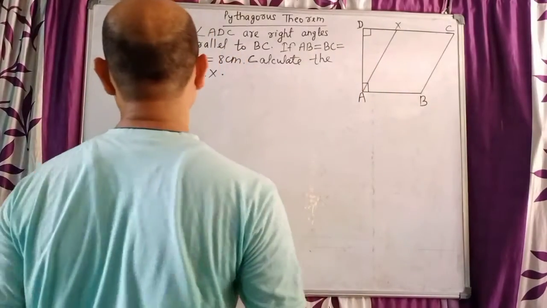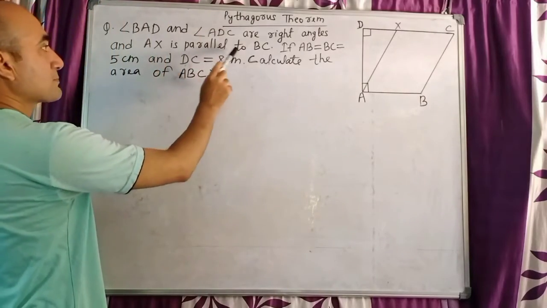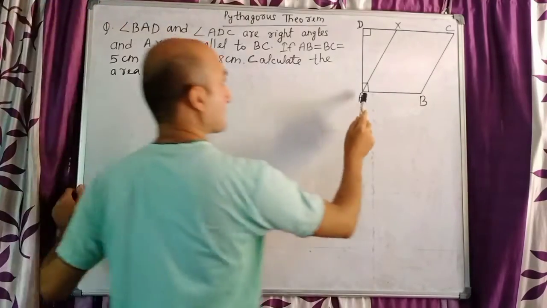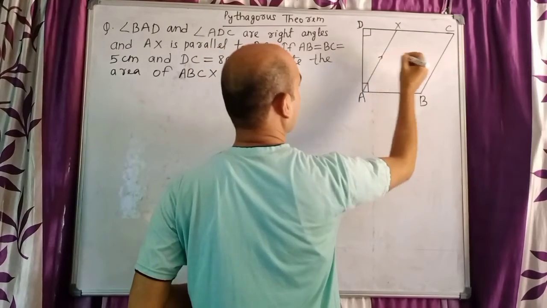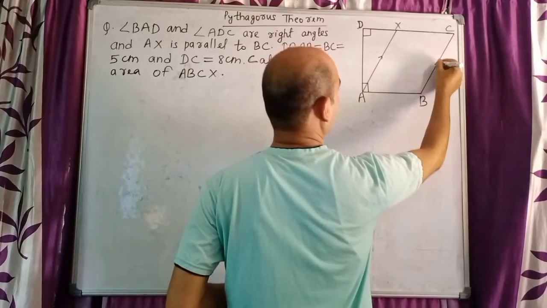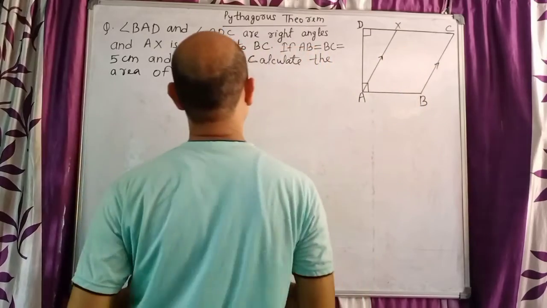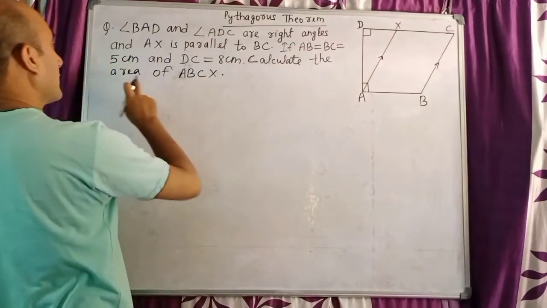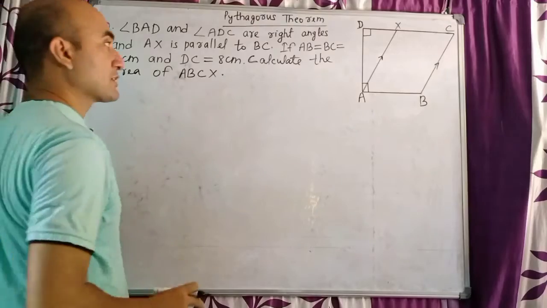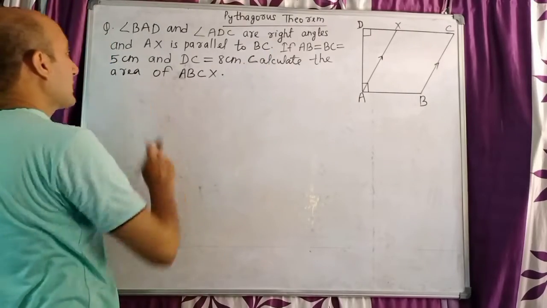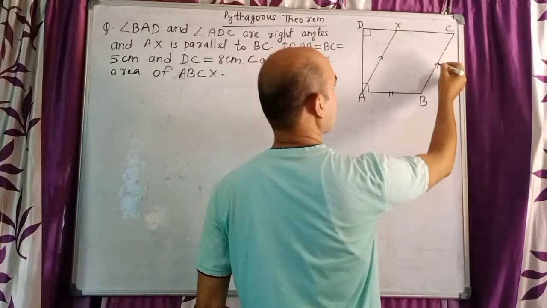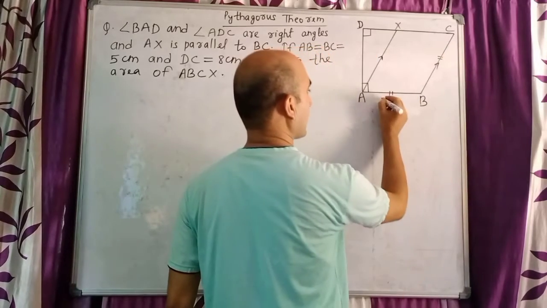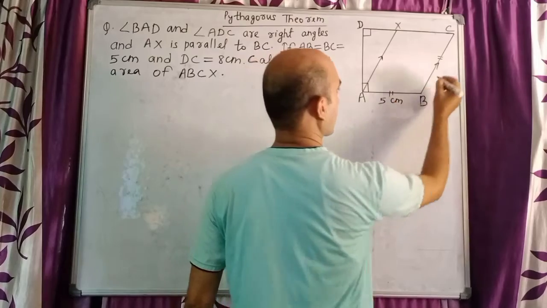Next, AX is parallel to BC. This AX is parallel to BC, that means both these lines are parallel. Next, AB equal to BC equal to 5 centimeter. You can see AB and BC are both equal, 5 centimeter each.